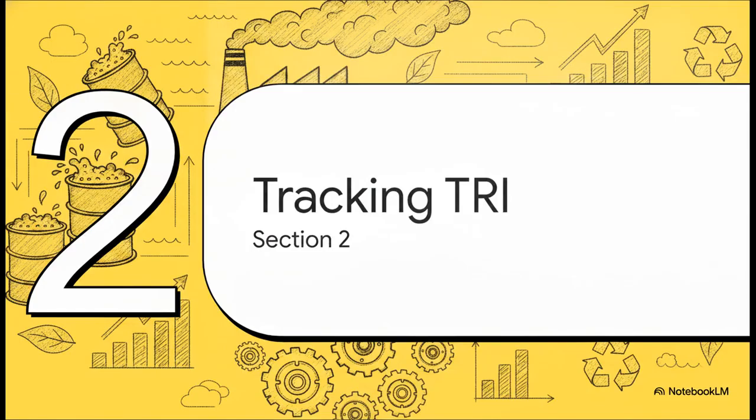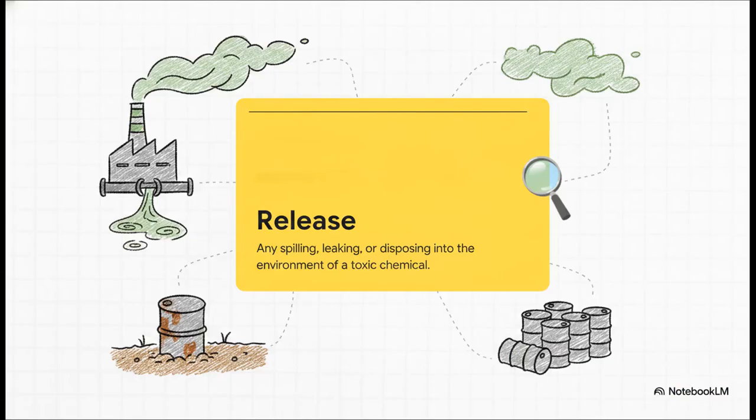Moving on to Section 2, Tracking Toxic Release Inventory. Let's see how those ecological stakes actually translate into our first primary metric, which is commonly known as TRI. Now, before you can track a release, you have to know what the standard actually considers to be a release, and the definition is incredibly unforgiving.